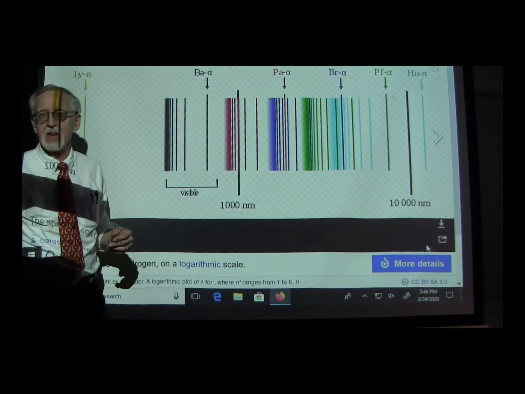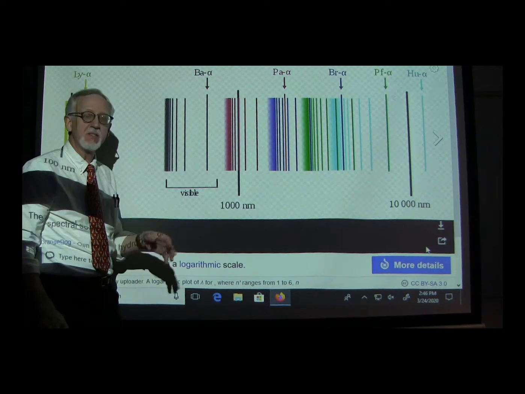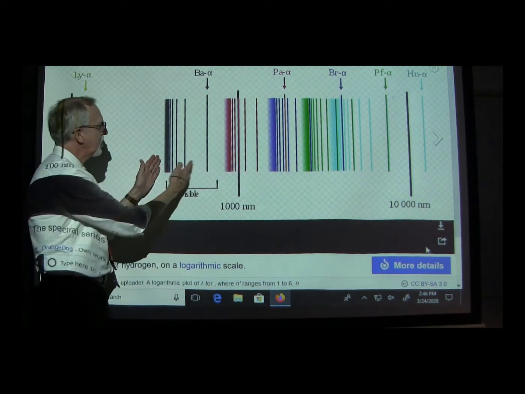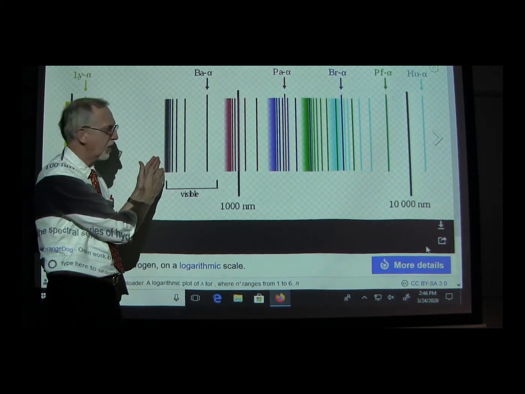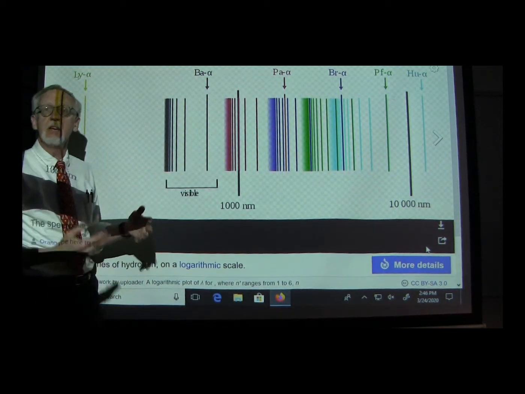Now, obviously there's not really an infinite number. There aren't an infinite number of atoms in our sample of hydrogen. But it certainly looks like there is a very, very large number of lines here. This group of lines is called a series.